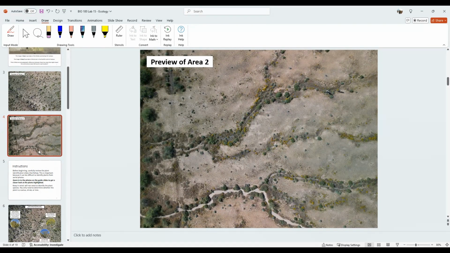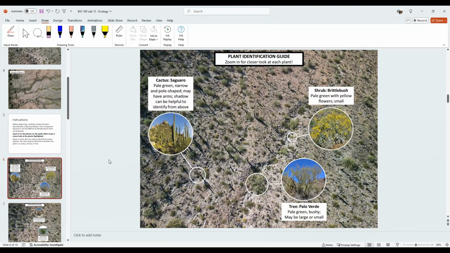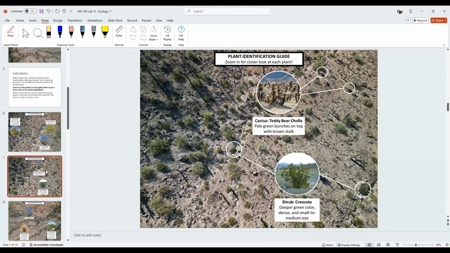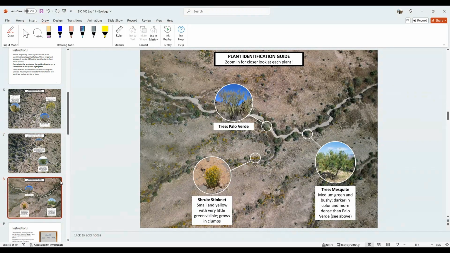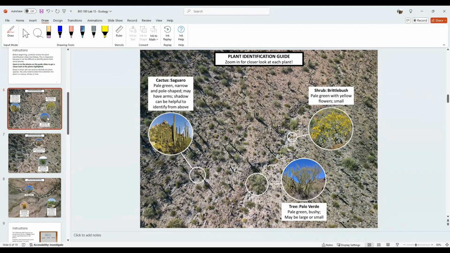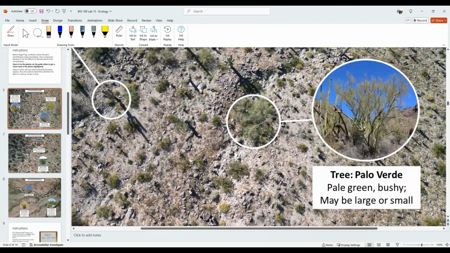Now, when you're doing this exercise, you are going to have to identify whether or not each plant is a tree, shrub, or a cactus. So there are three slides on here that will allow you to get a picture of what some of the different shrubs, trees, and cacti look like. You don't have to specifically identify what type of cactus or what type of tree or what type of shrub it is, but I do have that on here just for your information. These are also high quality photos, so you can zoom in here and get a closer look.